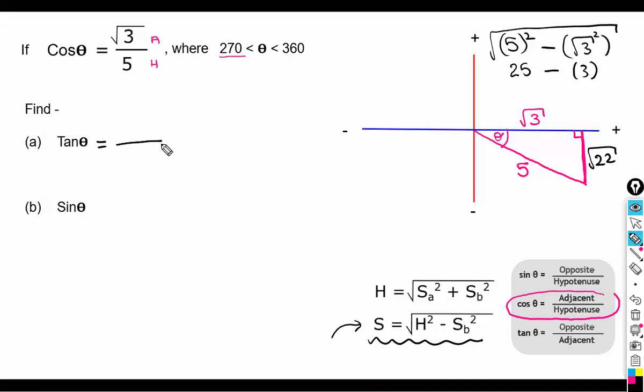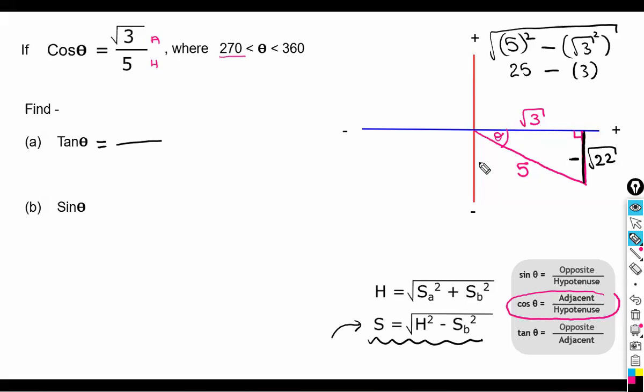Tan theta is what? We have all three. Oh, no, I made a mistake. Should I put a minus sign in front of that 22? We have a vertical line and it's below the x-axis. Yes, we need to put minus square root of 22 because it's a vertical line below the x-axis. It matches up with the negative portion of the y-axis.